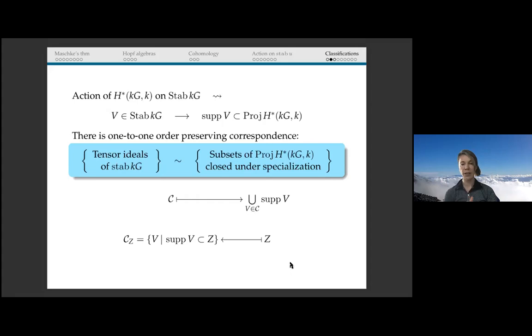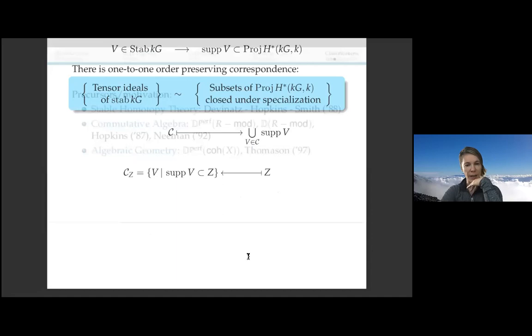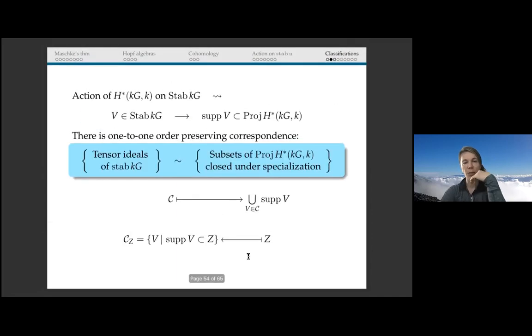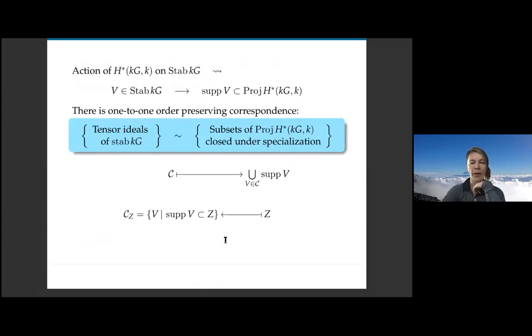You start with a tensor ideal and you take the union of supports of all the objects in there, or you start with a set and you take the subcategory which consists of all the objects with support inside that set. Some things are easy to show, it's not hard to show that this is well defined, but showing it's a one-to-one correspondence requires some actually intricate knowledge about your category. And this is part of this stratification theorem. The stratification theorem is slightly stronger.